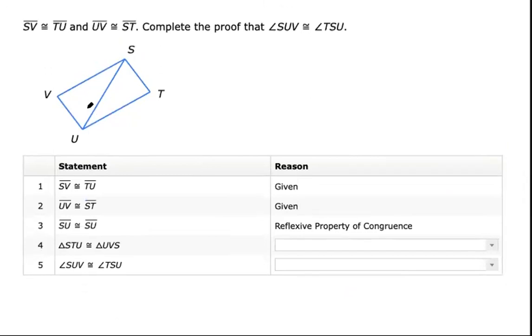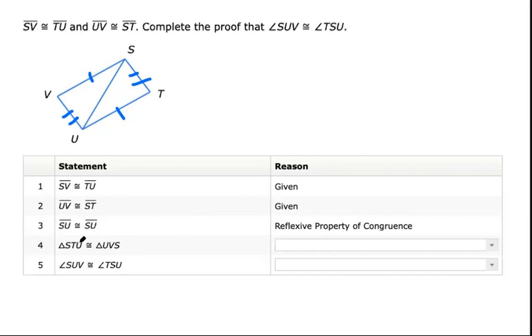Okay, you have SV, it's congruent to TU, excuse me, and then UV is congruent to ST. All right, then complete the proof that SUV is going to be congruent to TSU. Okay, so they give us the first two. So we're going to just write that reason is given. SU and SU are going to be congruent to each other. It's a reflexive property of congruence.